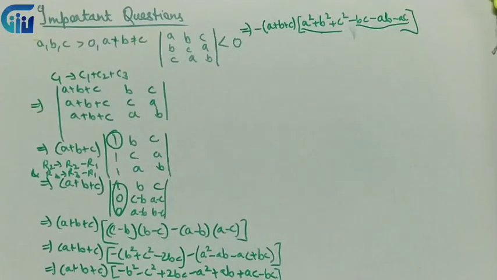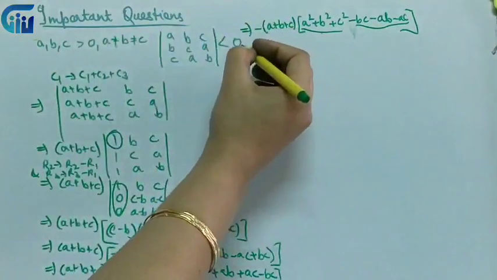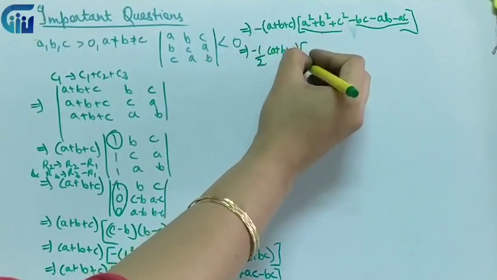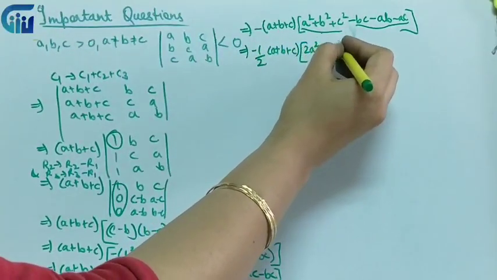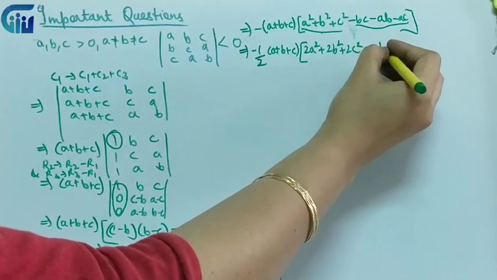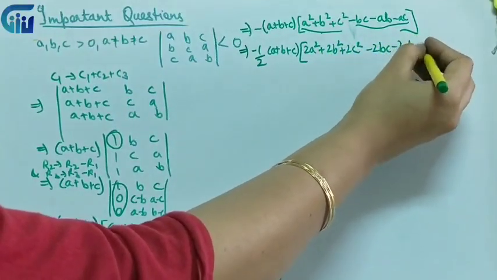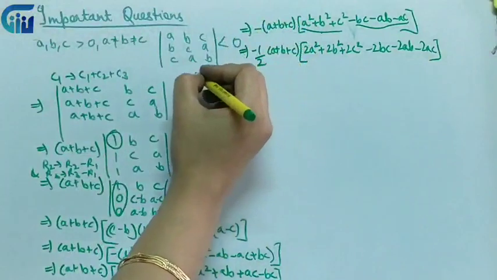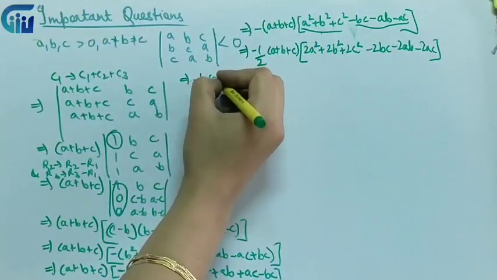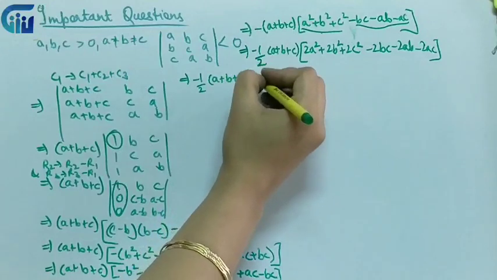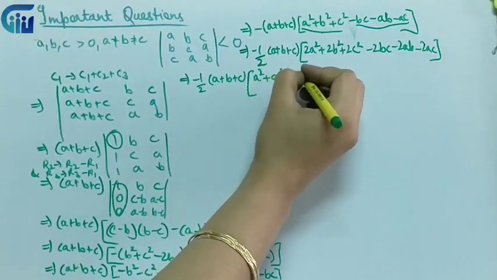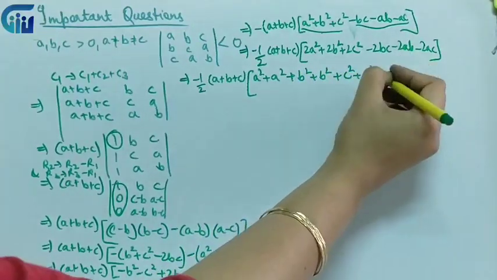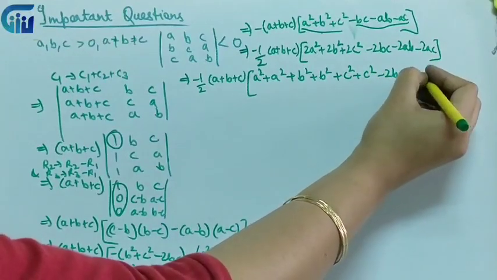So to make it whole square, now what I'll do is I will multiply and divide by 2. So I'll divide by 2, I'll write it outside. If I multiply it by 2, it will be 2a square, 2b square, 2c square, minus 2bc, minus 2ab and minus 2ac. Right? So now let's see, for 2a square, this will be as it is. 2a square I'll write as a square plus a square. 2b square I'll write it as b square plus b square. 2c square I'll write it as c square plus c square, and the rest of the things I'll write as it is.